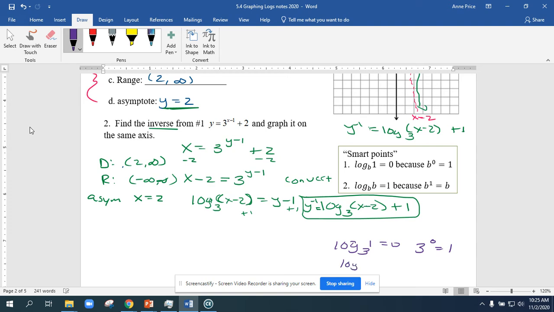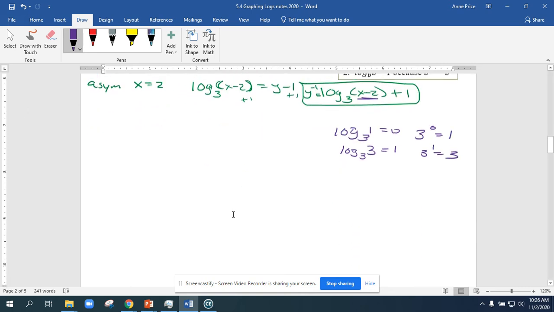And log base 3 of 3, when I convert, is going to equal 1. That's because the base is 3. 3 to the first has to equal 3. So you can also graph log functions a little bit. They don't have tons of nice ordered pairs, but if you can get this base x minus 2 equal to 1 and then equal to 3, you can have at least 2 smart points for your graph.